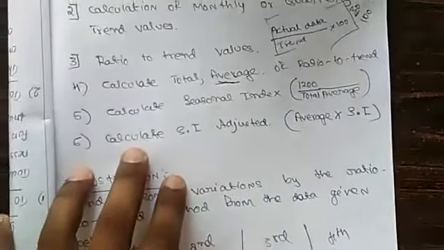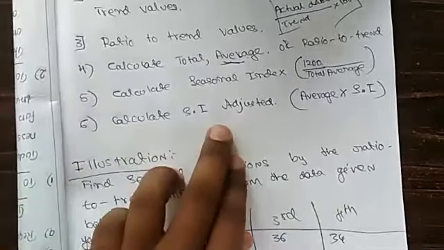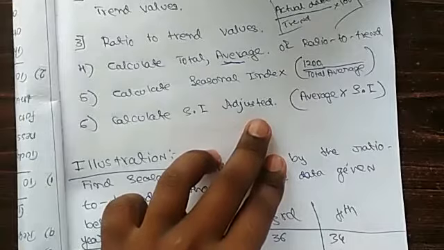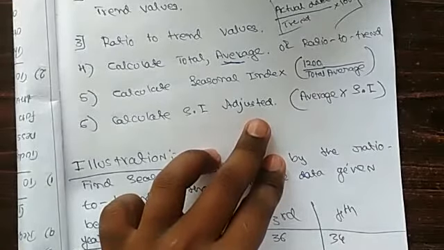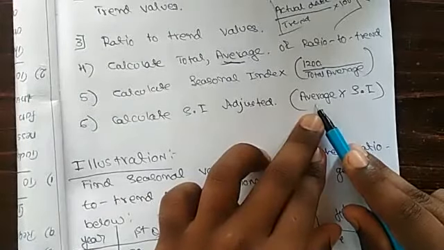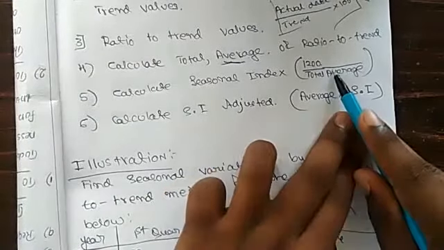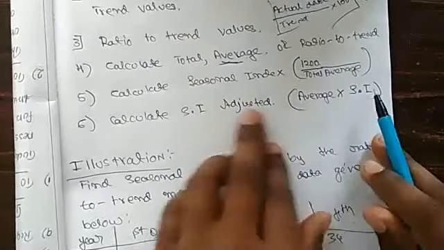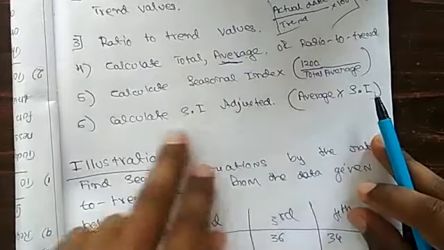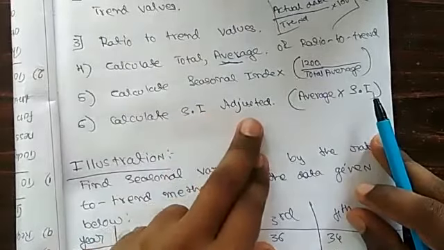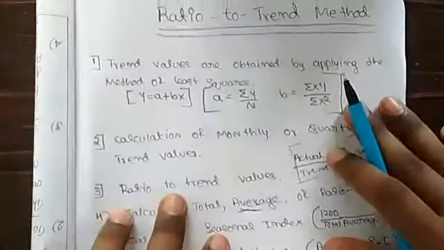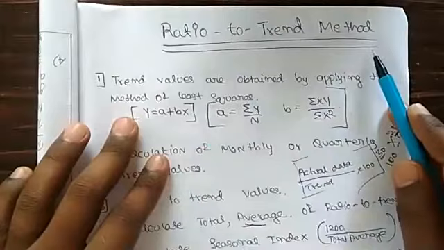The last step is to calculate seasonal index adjusted. That means the seasonal variation for each quarter or each month. So use this formula: average of a particular quarter or month into the seasonal index that we calculated in the previous step. So average into seasonal index, you can get a seasonal index adjusted for each month or quarter. All these steps you have to follow under the ratio to trend method.